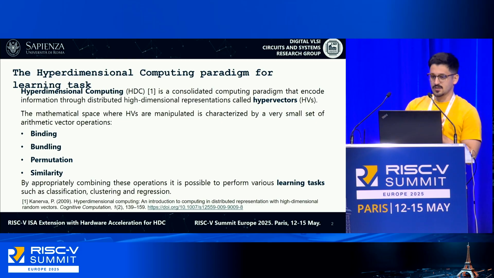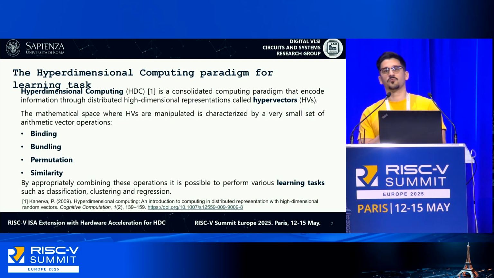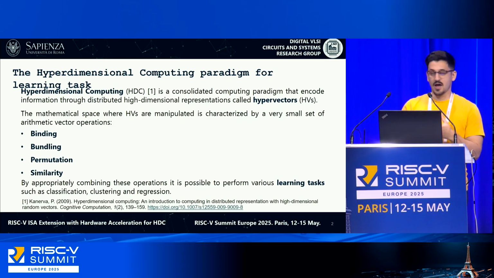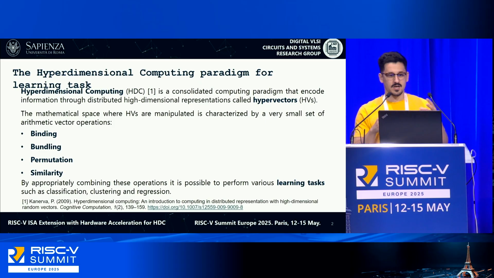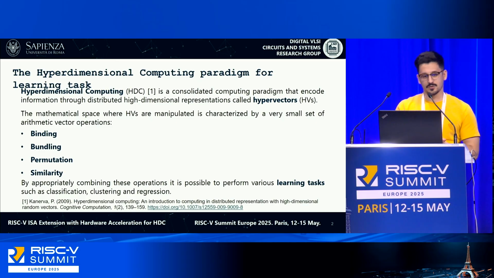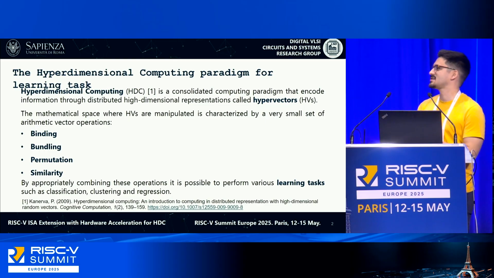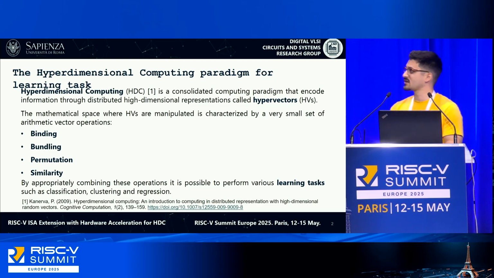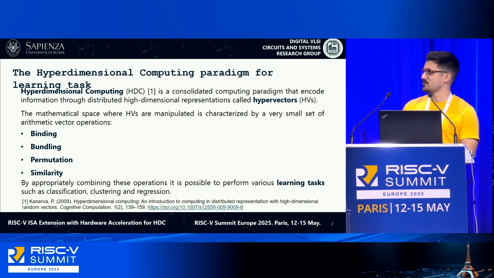So let's start with a quick introduction to hyperdimensional computing. We are talking about a well-established computing paradigm that encodes information through distributed and high-dimensional vectors, what we call hypervectors. And the mathematical space where these hypervectors are manipulated is characterized by a very small set of arithmetic operations. The main ones are binding, which is more or less like a product, bundling, which is more or less like a sum, permutation, which is a classic cyclic shift of a vector, and similarity, which is not properly an operation, but is a tool to compare hypervectors.